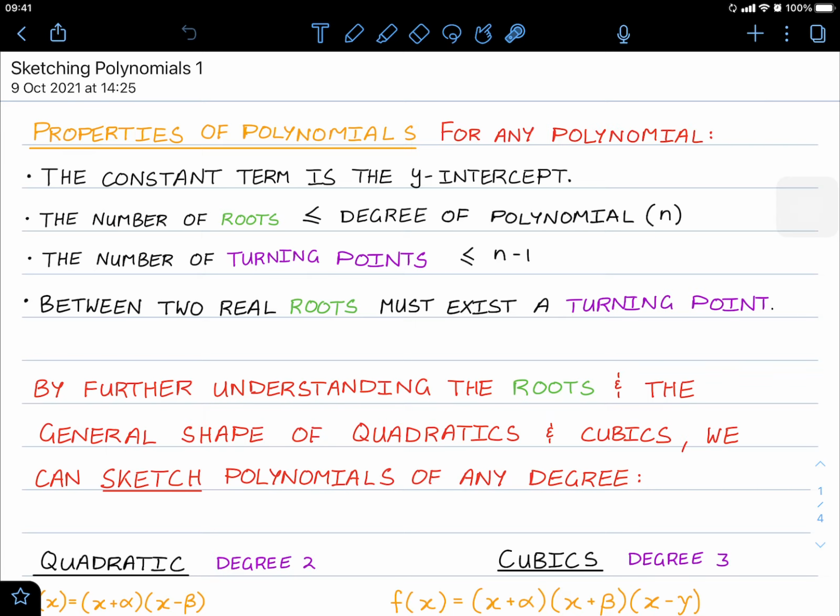Hello class, this is a video tutorial on sketching polynomials. So for any polynomial, the constant term is the y-intercept.